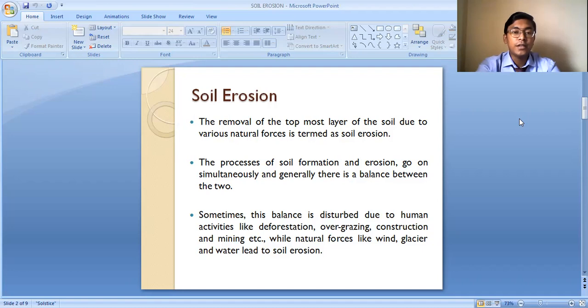Soil erosion is actually the removal of the topmost layer of the soil. It means that when the topmost layer of the soil gets removed because of human activities or natural factors, it is known as soil erosion. So this is about soil erosion and how the balance gets disrupted.